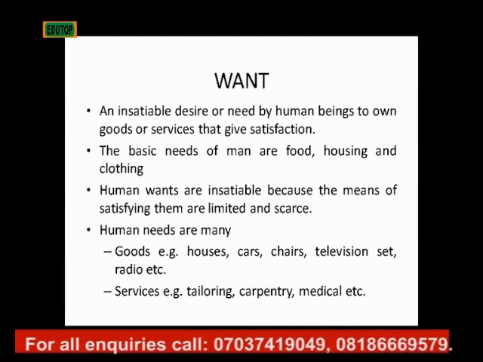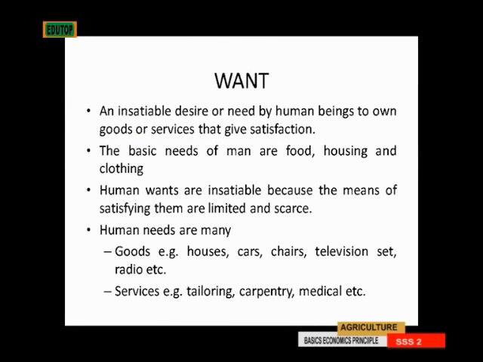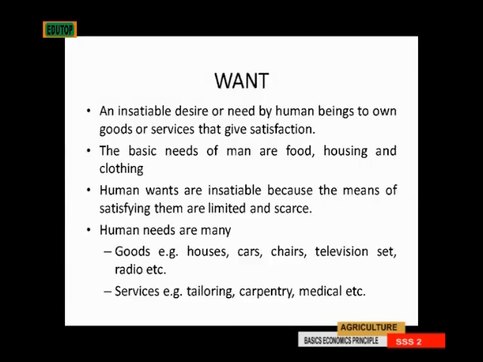What are the means of satisfying your need? It is money. They are not just everywhere. You don't find money everywhere. So that, okay, oh, everything I want, I have bought it. No. The means of satisfying them, they are limited, and at the same time, they are scarce. They are very scarce. Human needs are many, and they are classified into goods and services. Goods, e.g., houses, cars, chairs, television sets, radio, clothes, shoes, bags, and the rest.